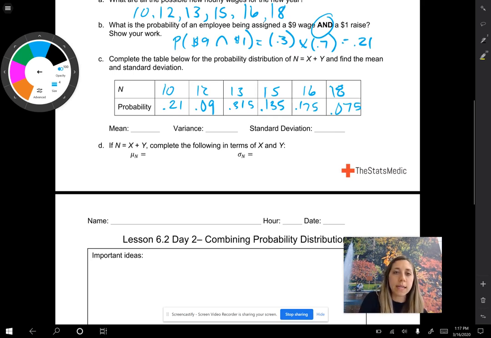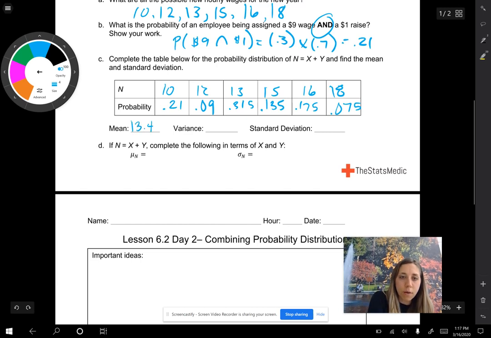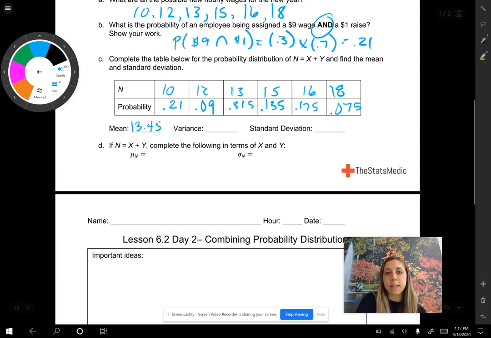So for the mean, we would take 10 times 0.21 plus 12 times 0.09 plus 13 times 0.315 and so on. You would get a mean of 13.45. And then finding the variance, remember you take the value, so 10 minus 13.45, square it and multiply it by 0.21 and do that for each one. Adding those all up together gets you a variance of 5.76, and square rooting that variance gets you your standard deviation of 2.40.